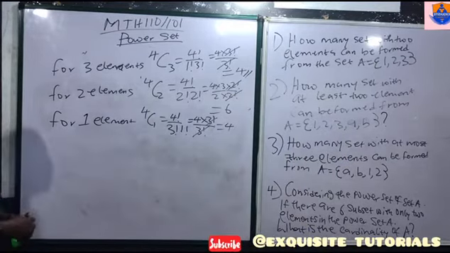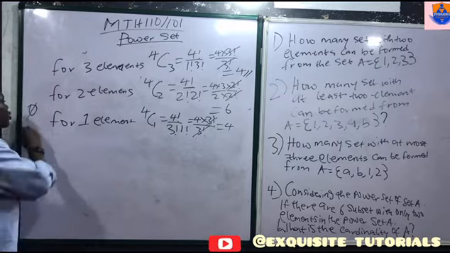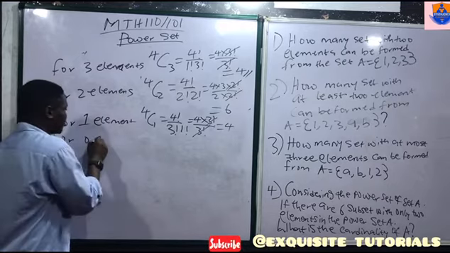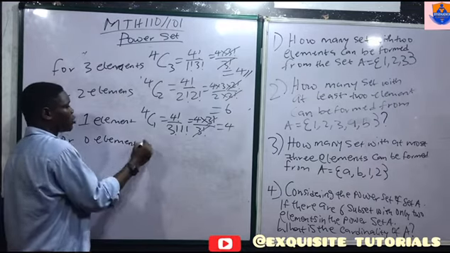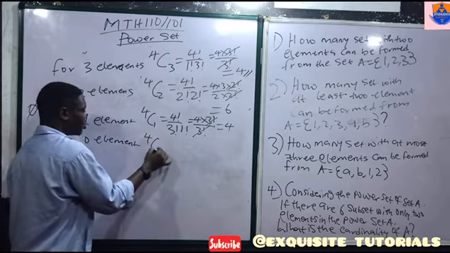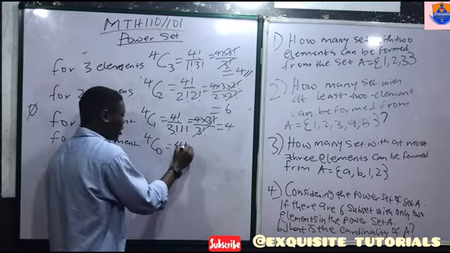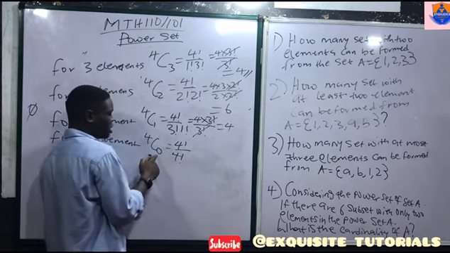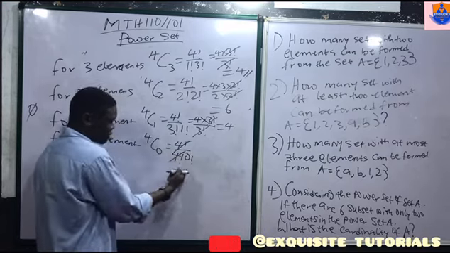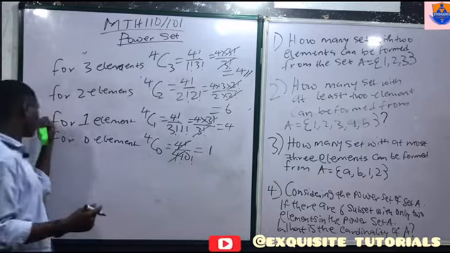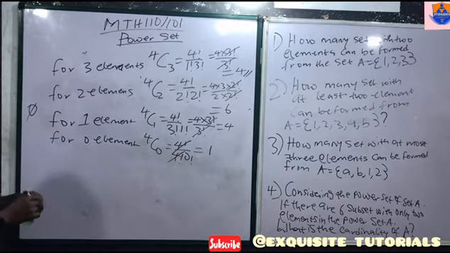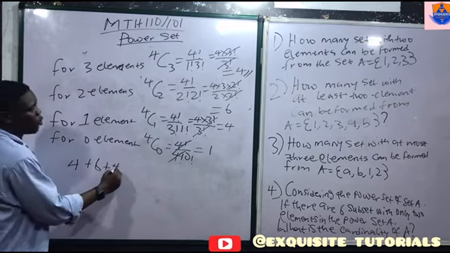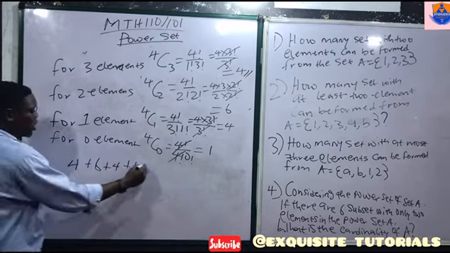Now, what about those that will have 0 elements? It's actually just the empty set, but for righteousness' sake, let's still solve it. For 0 elements, we're going to have 4 combination 0. So we have 4 factorial all over (4 minus 0), which is 4 factorial, then 0 factorial. This one goes out. 0 factorial is 1. So this is what we said, it is only the empty set, so it's just 1. So our final answer becomes 4 plus 6 plus 4 plus 1. This is 10, so we have 15.